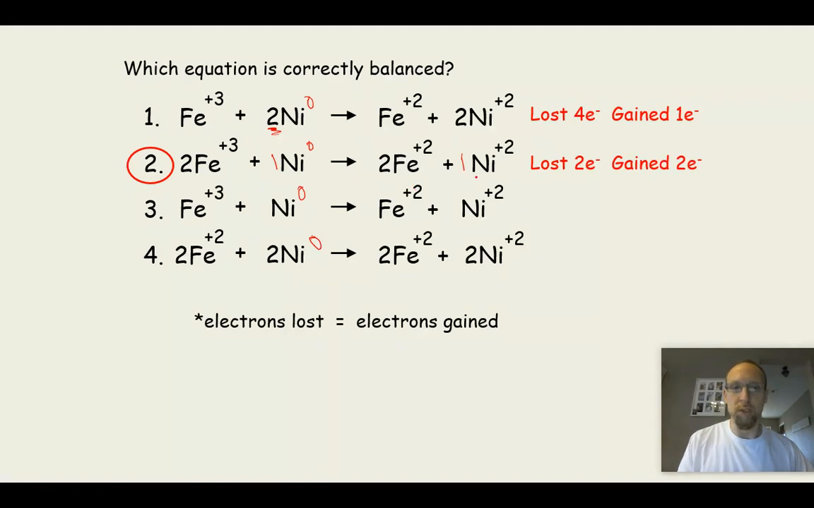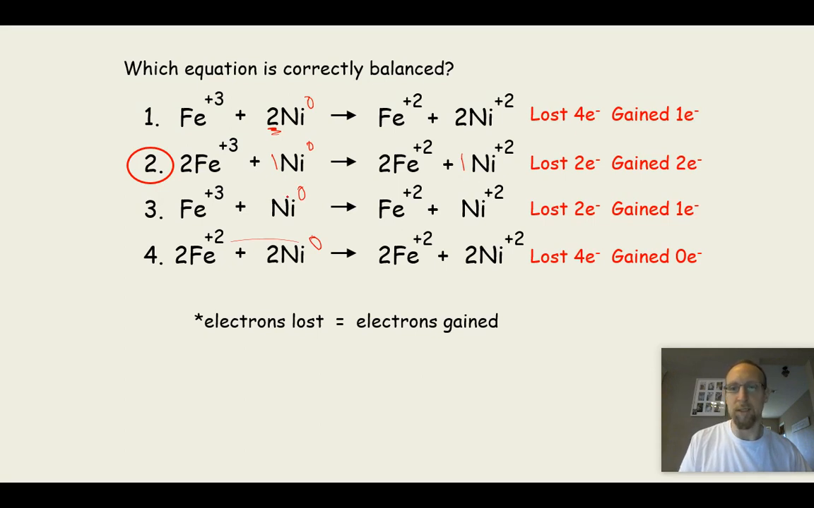So nickel 0 becomes nickel plus 2. So that's, again, a loss of 2 electrons. Iron plus 3 becomes iron plus 2. There's only 1. So that's a gain of 1. Don't match up. And then number 4, we have nickel 0 becoming nickel plus 2. There's 2 of them, so that's a loss of 4 electrons. And then 2 irons plus 2 to plus 2, that's nothing. It's not changing. That's a gain of 0 electrons, right? So that's just kind of going through the rest of the choices and making sure that none of those are possible correct answers either, right?